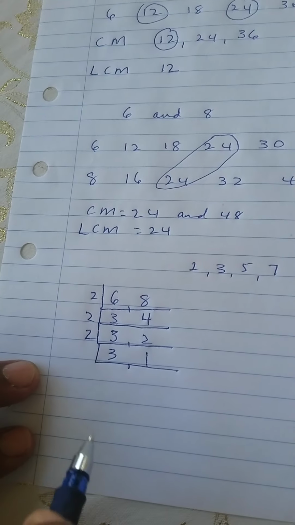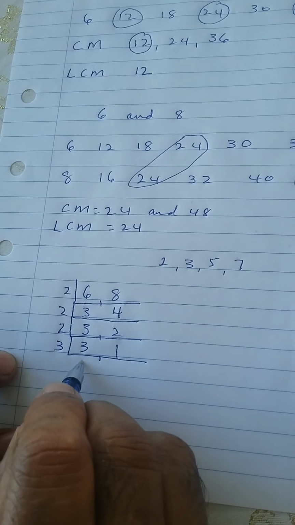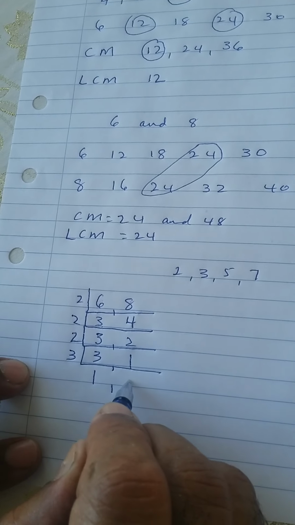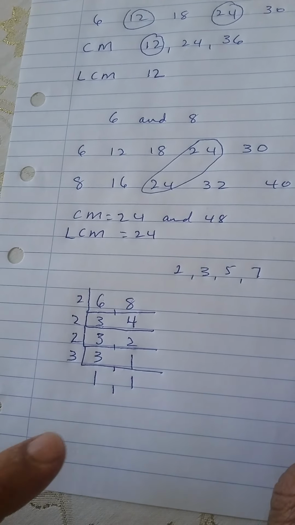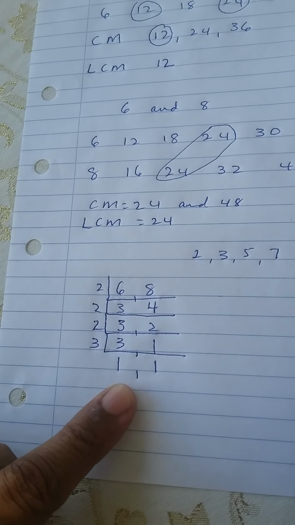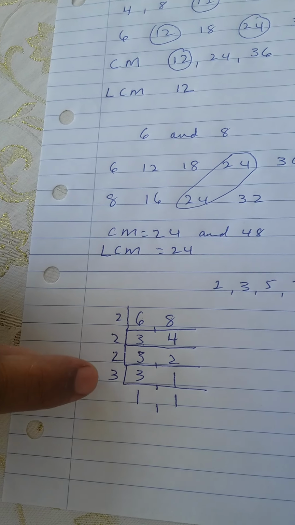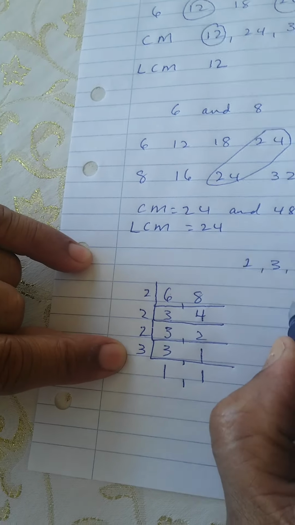What prime factor can we use now? We can use 3. 3 into 3, 1. And we have 1 here. So our aim is to work until we have 1s underneath. And look at what we have on the side here. We have 2, 2, 2, and 3. So we write them down like this.